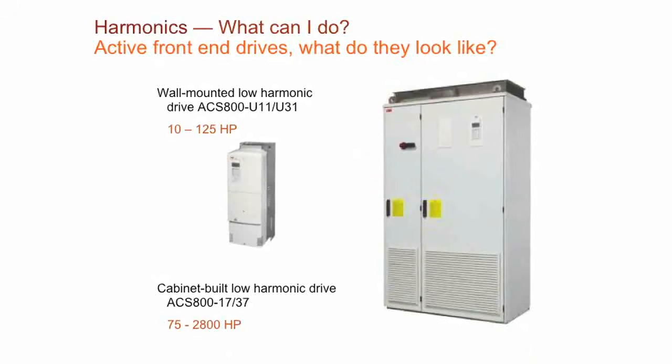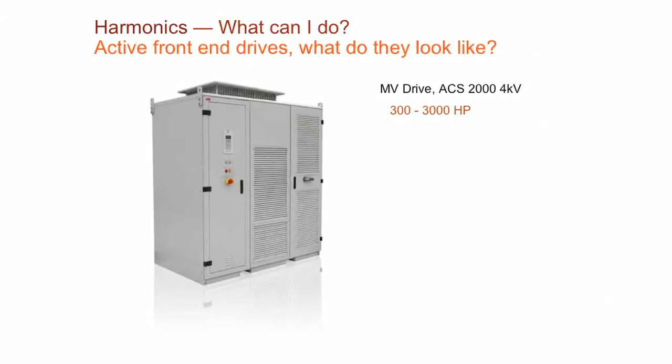And the one thing nice about the ultra-low harmonic drive and the regen drive is we have out-of-the-box unity power factor. So we don't do anything to the power factor, and we can actually make the power factor go leading or lagging. It's adjustable inside the drive. Here are the 2 flavors. There's a wall mount that goes from 10 horsepower to 125 horsepower. And then we also have a cabinet drive that goes from 75 horsepower up to 2,800 horsepower. Medium voltage also has an active front-end drive. They can go from 300 horsepower all the way up to 3,000 horsepower medium voltage.